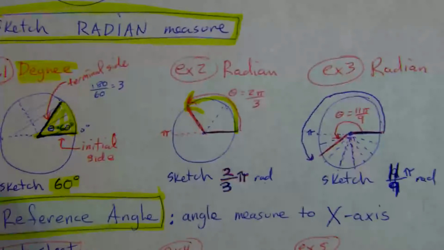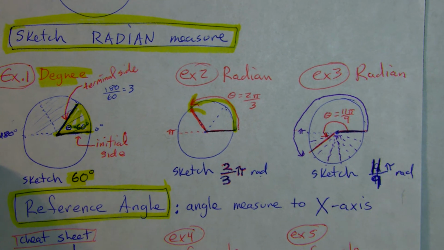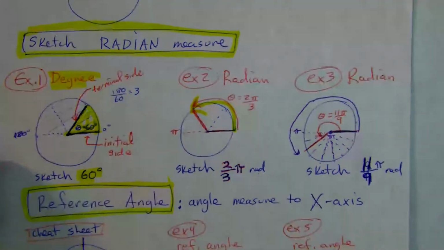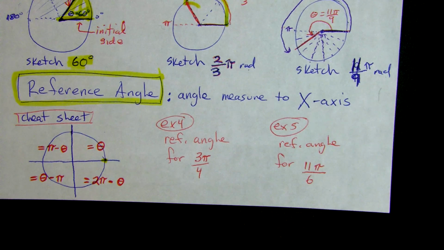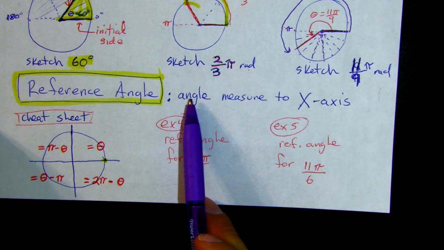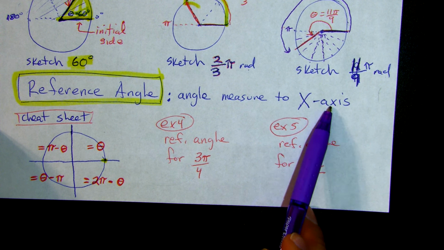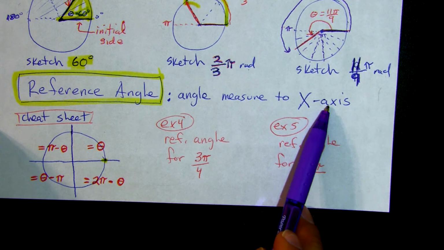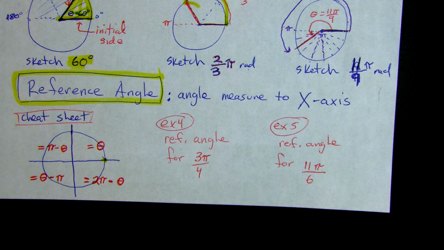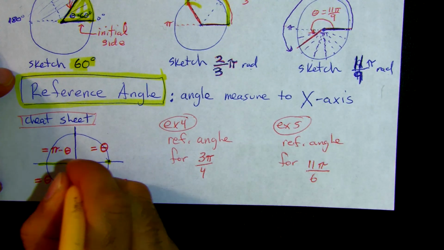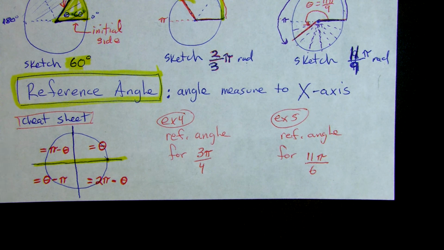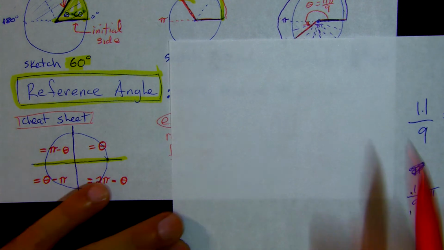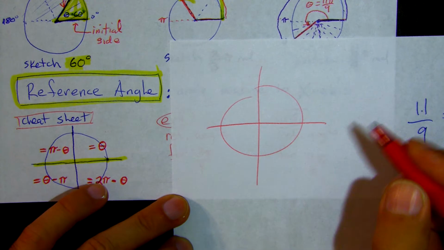All right, let's see about this. So that's just sketching the radian measure, and we went through a couple ways to do it. The last thing we have, since we're just talking about angles today, is the reference angle. The reference angle is always the angle measure to the x-axis. Remember, the x-axis goes left to right. We're talking about whatever angle measure it takes to get to that. So I'll do one right here.